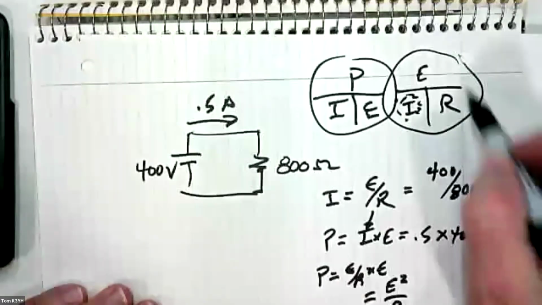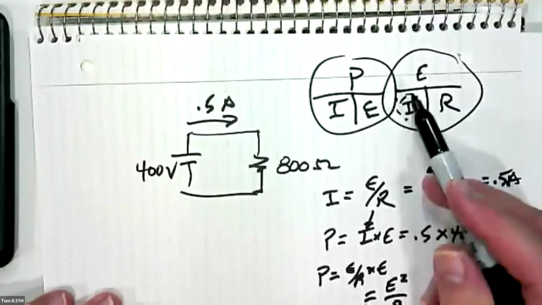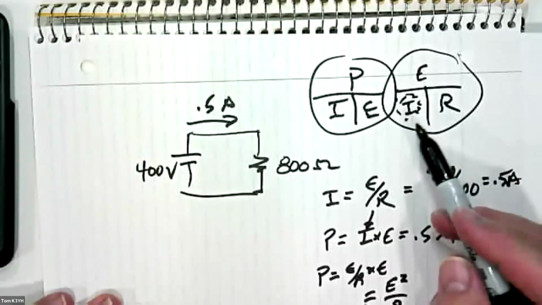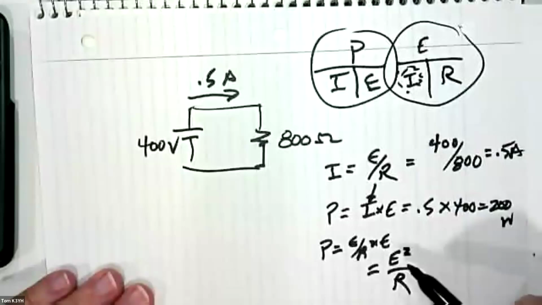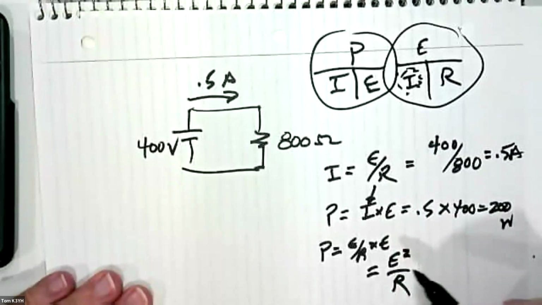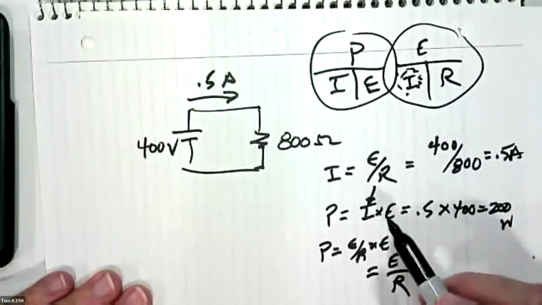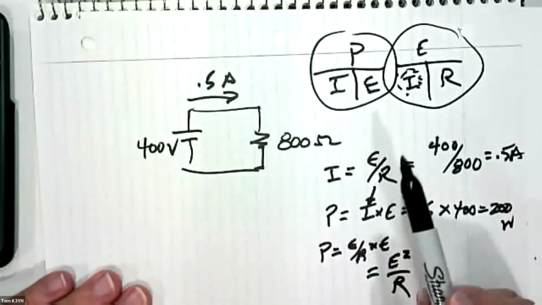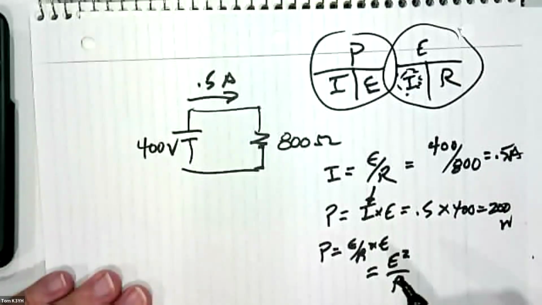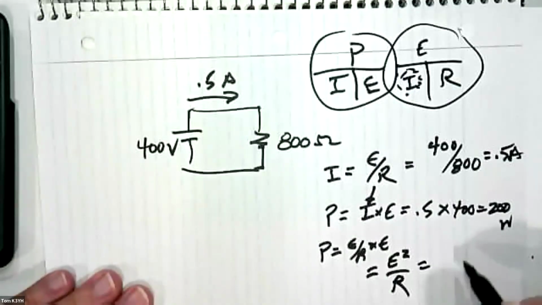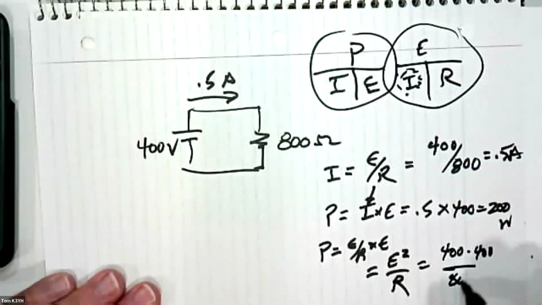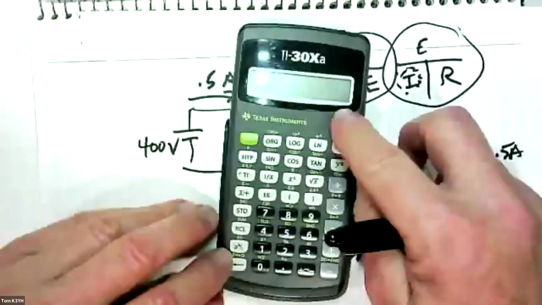Why I do it this way is so you don't have to memorize 3 formulas. All you have to be able to do is draw these 2 pictures. So you don't have to think, power is equal to E squared over R. I did it without knowing that. The process was the same, just much slower, step by step. You could do it algebraically and get to this equation: E squared over R is 400 times 400 over 800.